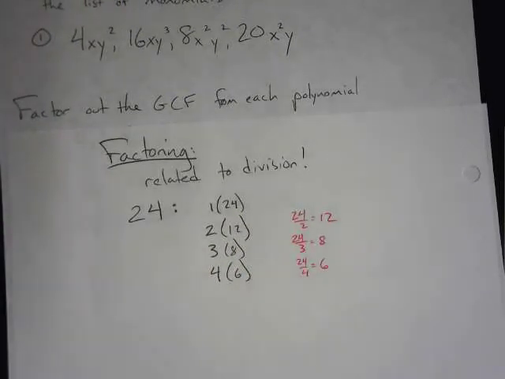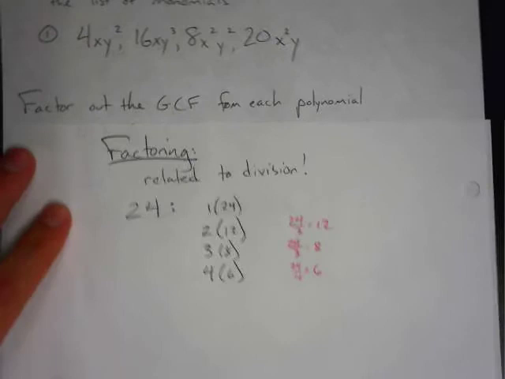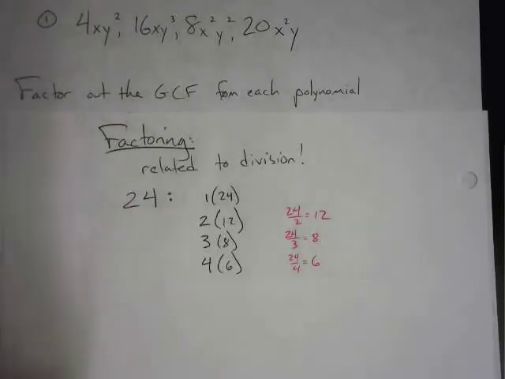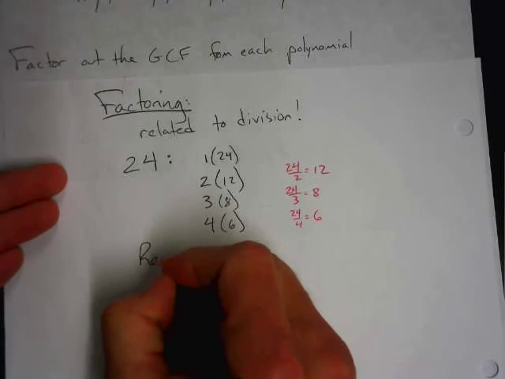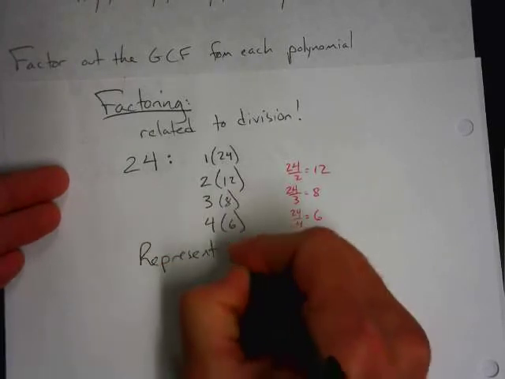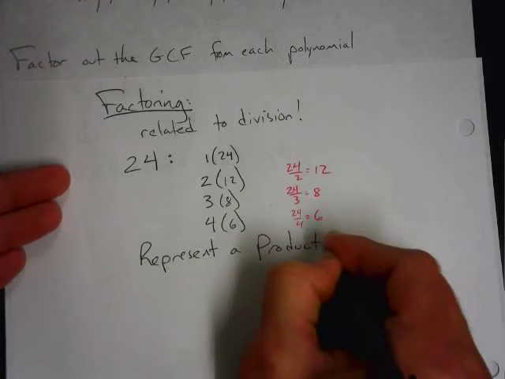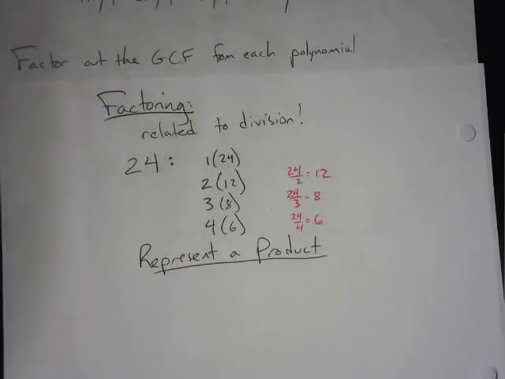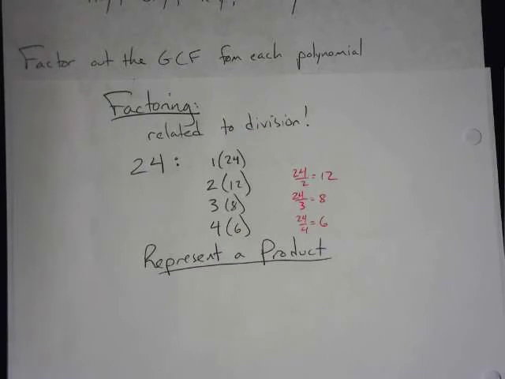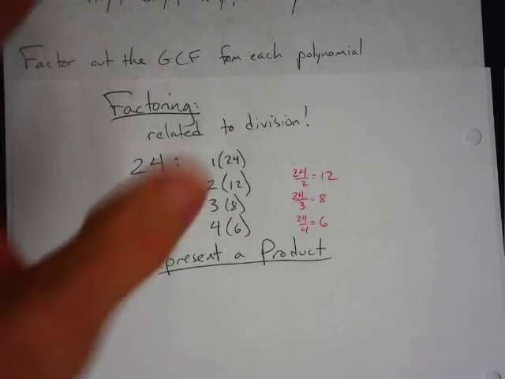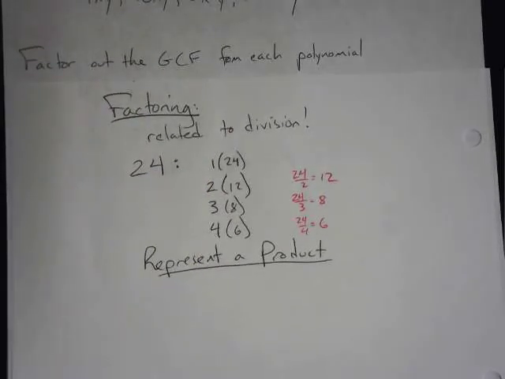Etc., etc. So factoring is related to division because I can show a number, or a term, as a product. We use it to represent a product. If you don't remember what product means, it's multiplication. So the end in mind is to show something as a product. We're working backwards from multiplication. That's why it's related to division. In the previous unit, we were multiplying. Now we're going to be factoring because we want to represent a product.